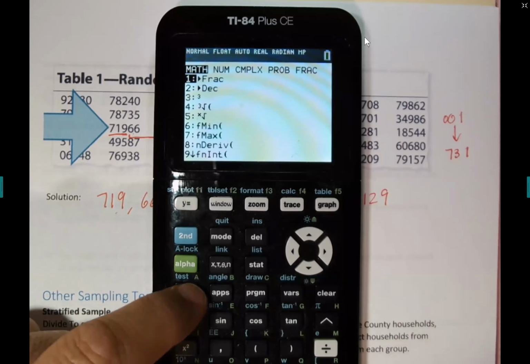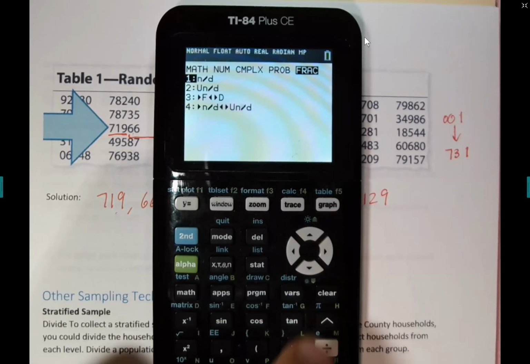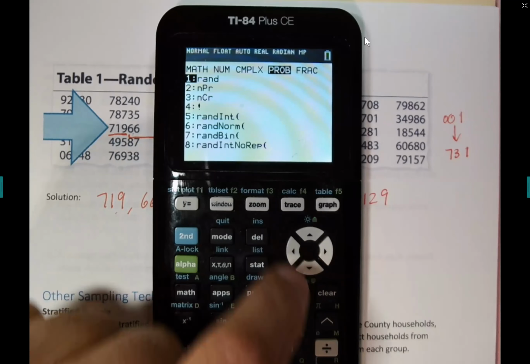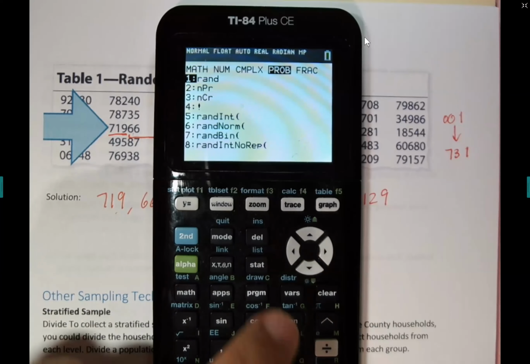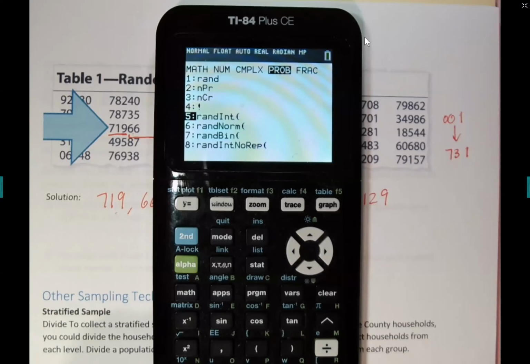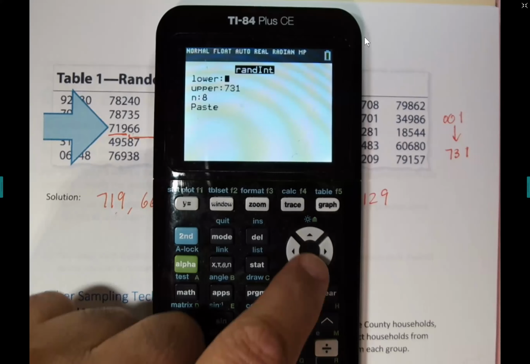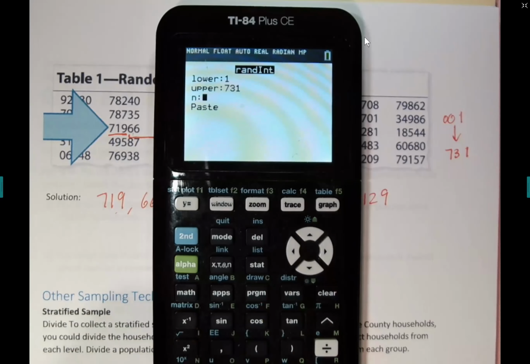Just go to math. And you go to probability. And then it's number 5. It says random integer. Integer is a whole number. Okay. My lowest ID for a student is 1, and my highest is 731. And I want the system to get me 8 of them. I can do more than 8, less than 8, whatever. Just hit paste and watch, guys.